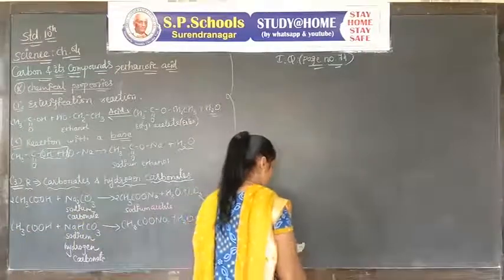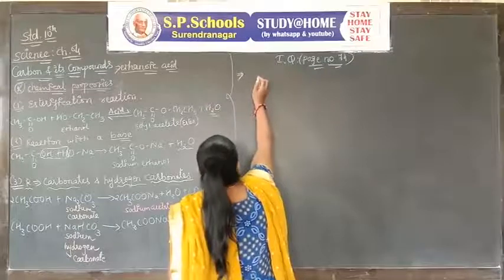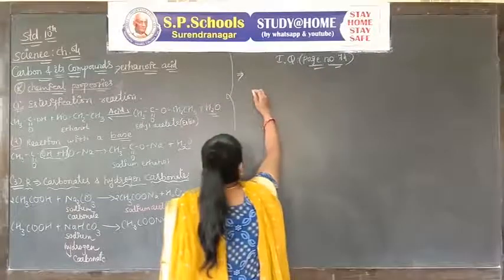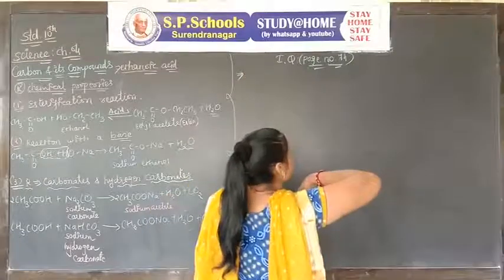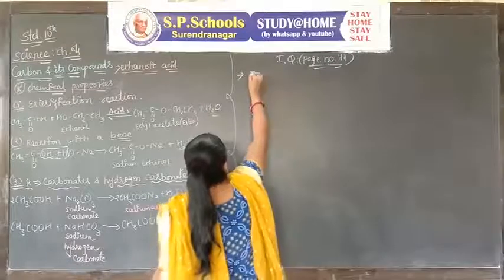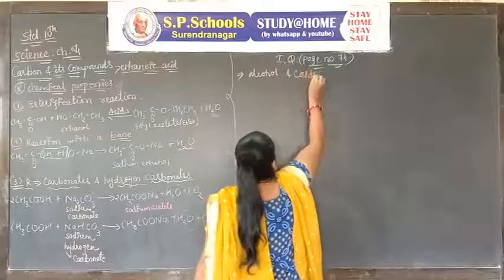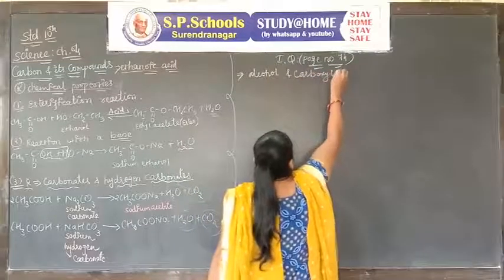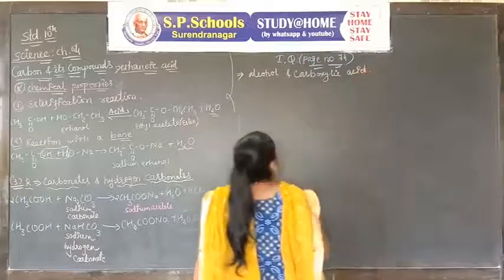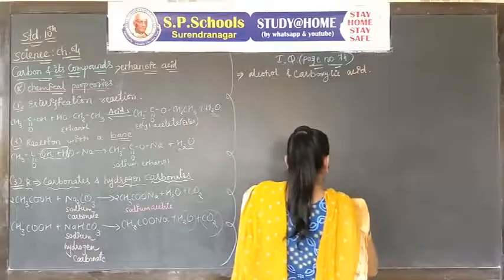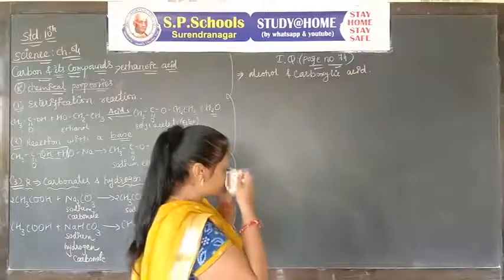The question asks in which way we can experimentally distinguish alcohol and carboxylic acid. We distinguish alcohol and carboxylic acid with the help of two tests.